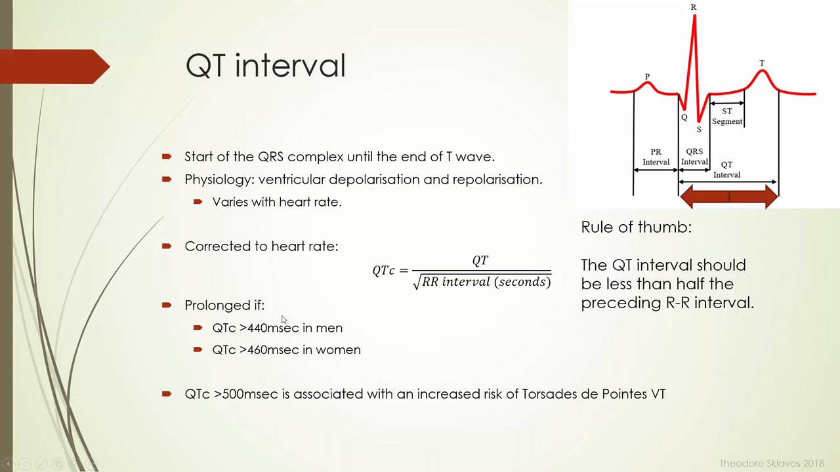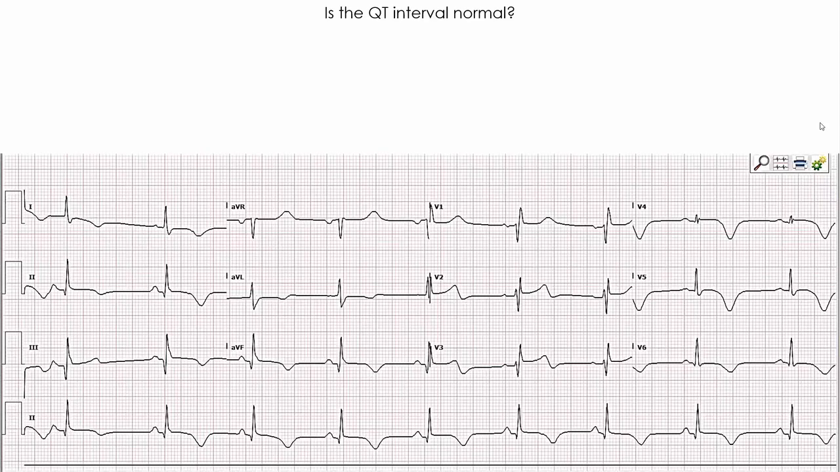But just before we get there, we've got some normal ranges. Notice that they're different in men and women. So the QTC is considered prolonged if it's greater than 440 milliseconds in men and 460 milliseconds in women. And basically, once you get above 500 milliseconds, now there's a risk of torsades VT, ventricular tachycardia, and essentially cardiac arrest. And that's what we're concerned about when we see a prolonged QT interval.